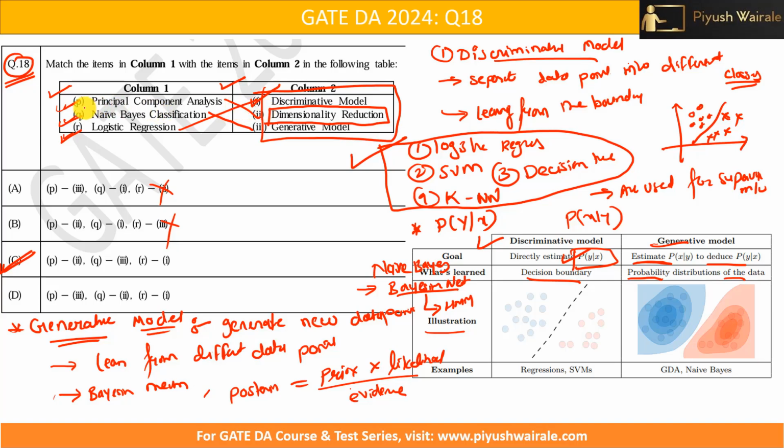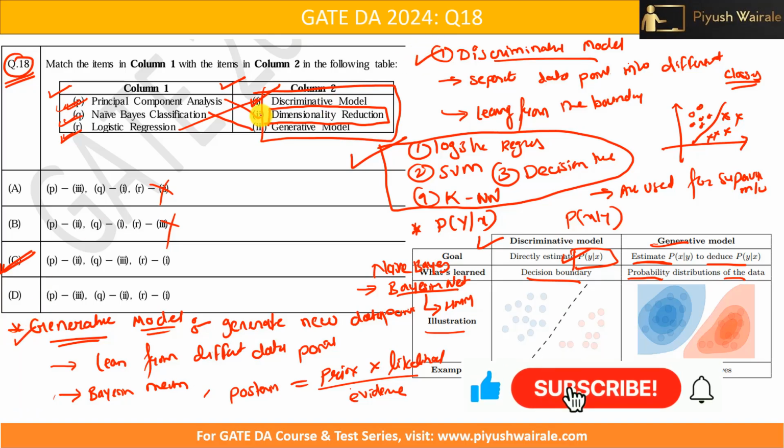We already discussed this in detail, and you can watch the videos. I hope you understand the difference between a discriminative model and a generative model. PCA is the technique used for dimensionality reduction, which is basically a feature extraction part. I hope you understand the video solution of this question. Thank you.